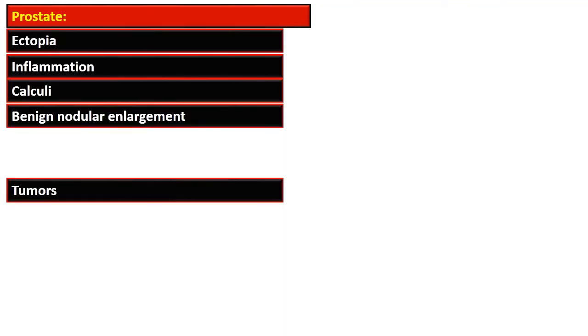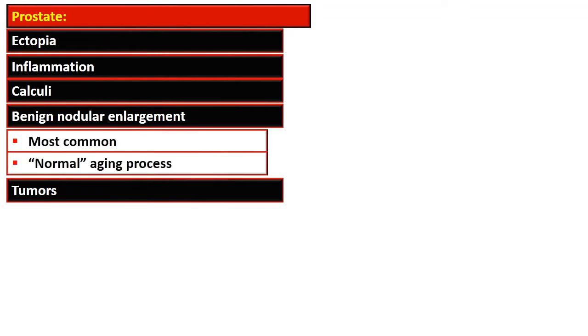The pathological entities that are related to this organ are ectopia, inflammation or prostatitis, calculi, benign nodular enlargement, and tumors. The benign nodular enlargement or benign prostatic hyperplasia is the most common entity among these, and it is considered a normal aging process. Today we will limit our discussion to the benign processes only.